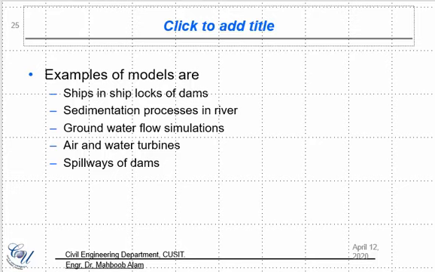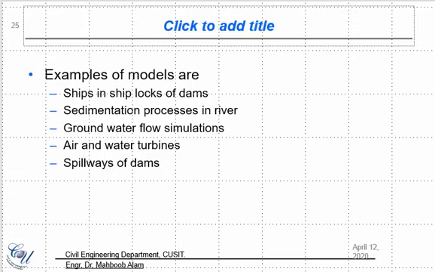Different examples we can always look at in our daily life, different kinds of examples of the models. Sometimes we have to make the models of ship locks. Ship locks are a kind of structure which is provided beside the dam, on the left or right hand side of the dam, so that in case your river is used for shipping, then you can have a structure where the ship can pass through the dam structure itself. So models are developed for ship locks.